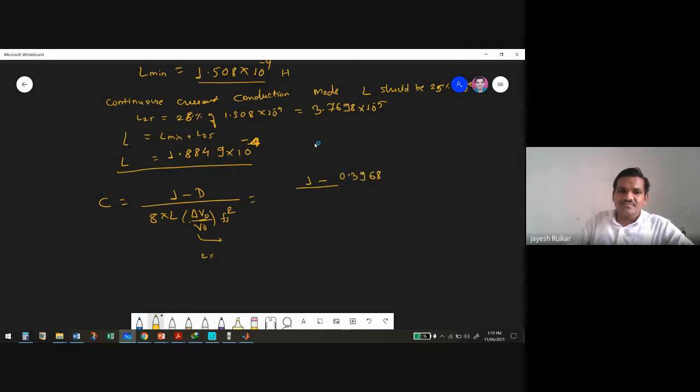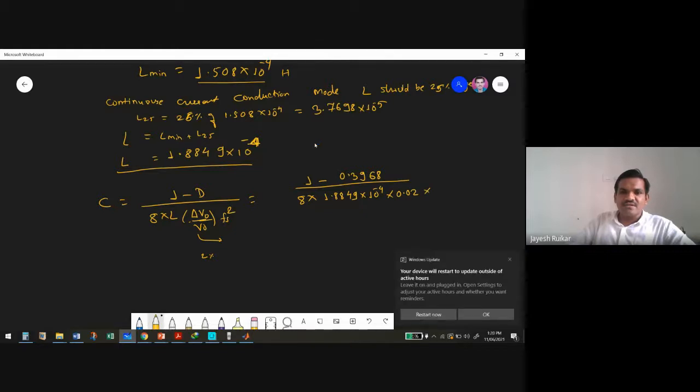So I will put the values: 1 minus D value, that is 0.3968, divided by 8 times this inductor value, that is 1.8849 into 10 to the power minus 4, into, we can make it 2%, so I will keep the value as 0.02 here. And then we have fs square, which means we have a frequency of 20 kilohertz, and it's a square. If you calculate with the help of a calculator, you'll get a value of C.